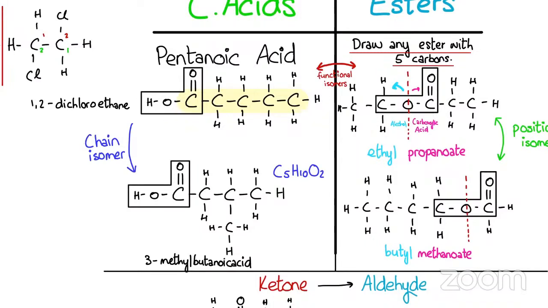Instead of having the fifth carbon in the main chain, the fifth carbon is in a branch. But again, ethyl propanoate and butyl methanoate are both functional isomers of this one. Just like how they are functional isomers of pentanoic acid, they are functional isomers of 3-methyl-butanoic acid.